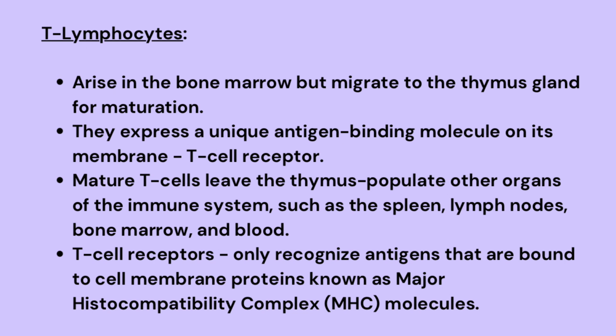Mature T cells will leave the thymus gland and migrate to other organs of the immune system such as the spleen, lymph node, bone marrow and the blood. T cell receptors only recognize antigens that are bound to cell membrane proteins known as major histocompatibility complex molecules, or MHC molecules. So what does this say? The antigen must be bound to cell membrane proteins such as MHC molecules. Only then can the T cell receptor recognize this antigen.